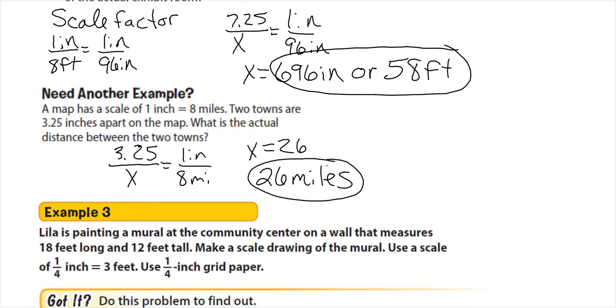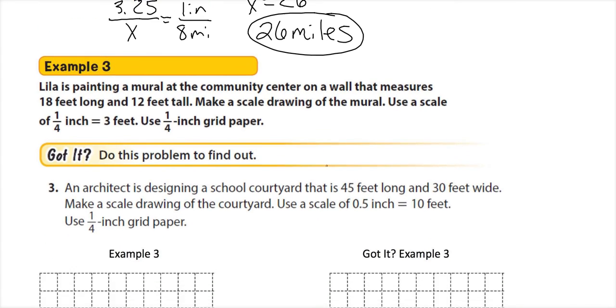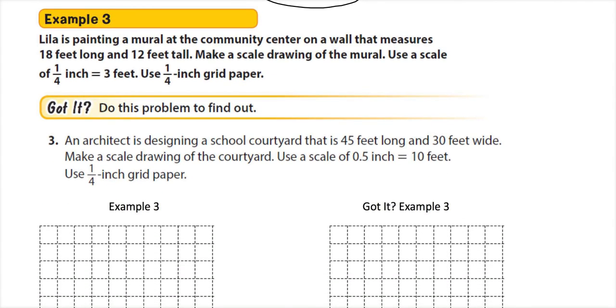All right, now let's move on to example 3, and we're going to move on to the second part of the objectives, which is actually creating this stuff. So let's take a look at this. It says Lila is painting a mural at the community center on a wall that measures 18 feet long and 12 feet tall. Make a scale drawing of the mural. Use a scale of 1/4 inch equals 3 feet. Use 1/4 inch grid paper. All right, so let's actually do this.